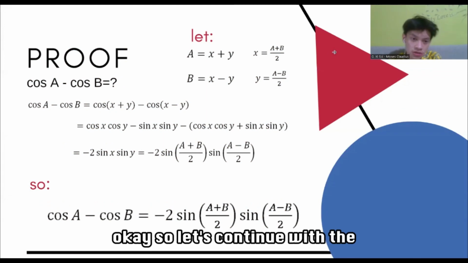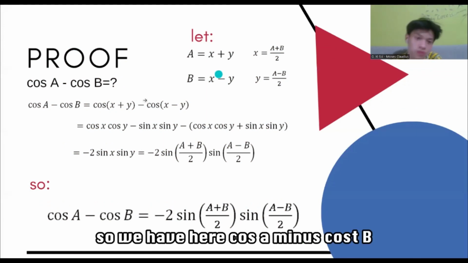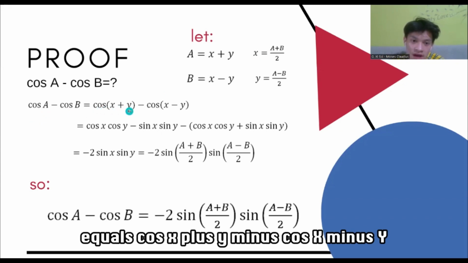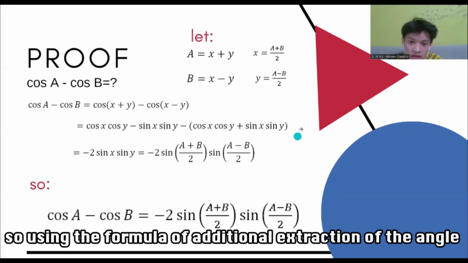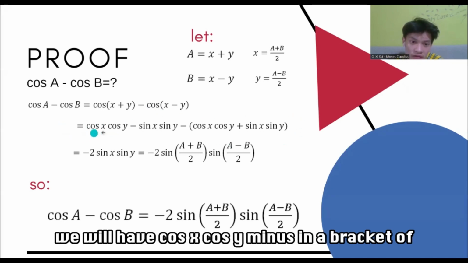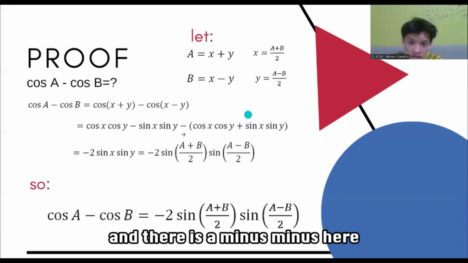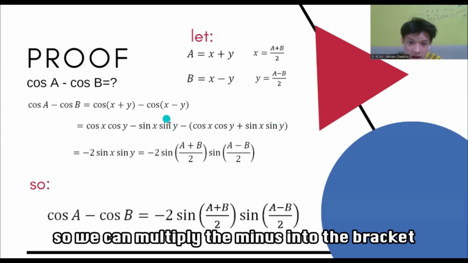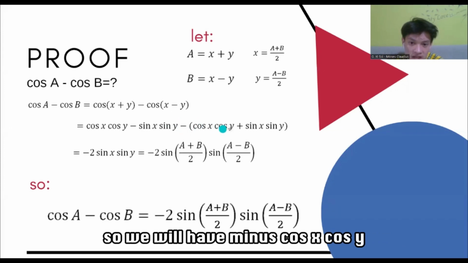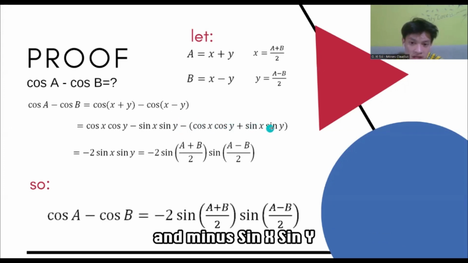Okay, so let's continue with the subtraction of cosines. So we have here cos a minus cos b equals cos x plus y minus cos x minus y. Using the formula of addition and subtraction of angles, we will have cos x cos y minus sin x sin y, minus, in the bracket, cos x cos y plus sin x sin y, because there is a bracket here and there is a minus here, so we can multiply the minus into the bracket. So we will have minus cos x cos y and minus sin x sin y.